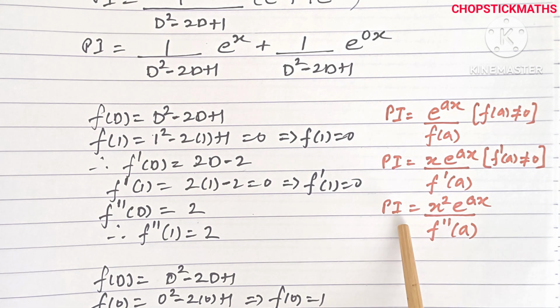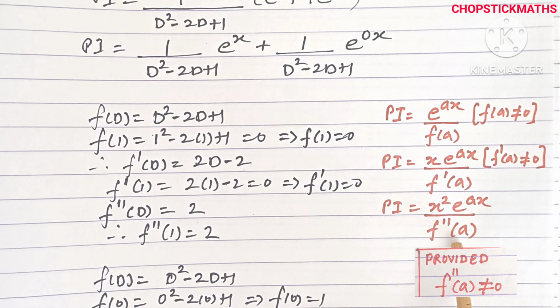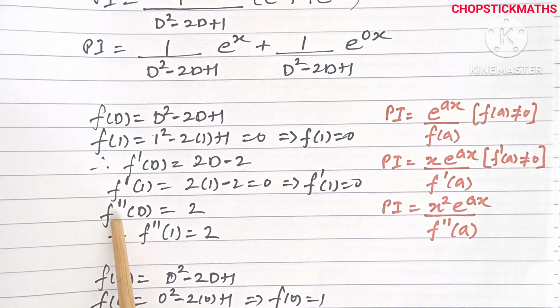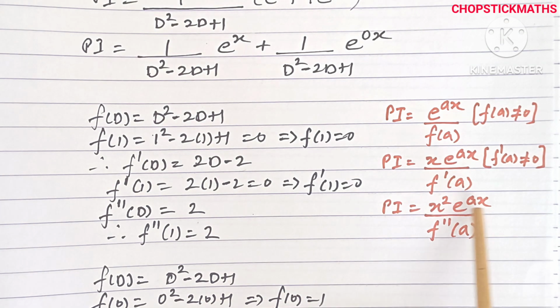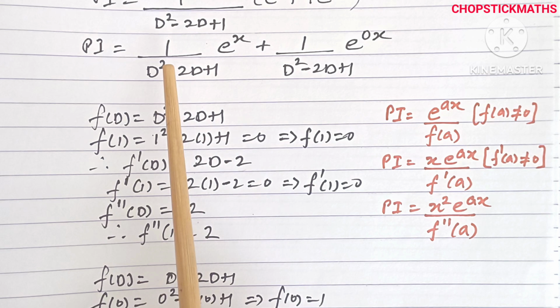So we'll have to use the third property, which says that PI is equal to x square into e raised to ax upon f double prime a. So we have to find the second derivative of f of d. So f double prime d is equal to 2. Therefore, f double prime 1 will be equal to 2. And now we can see that f double prime 1 is not equal to 0. So we can use this particular property to find the particular integral of this part.